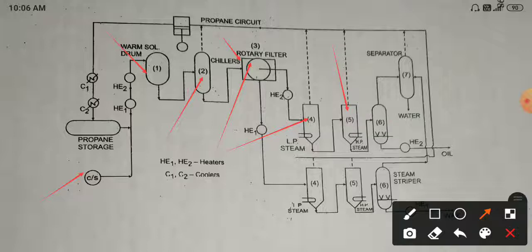In the beginning, the evaporation is done at a low pressure and later at a high pressure. The propane evaporated from these evaporators is gathered and sent back to the compression and liquefaction system. The remaining oil is finally steam stripped. Number 6, this one.